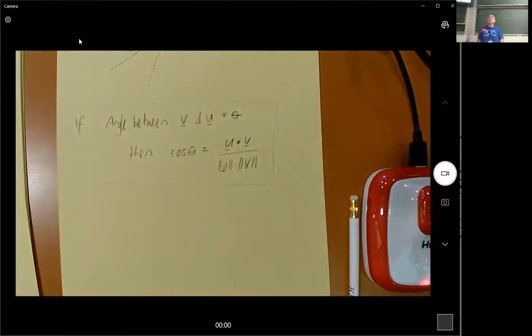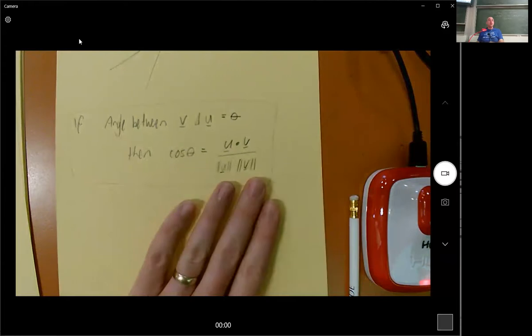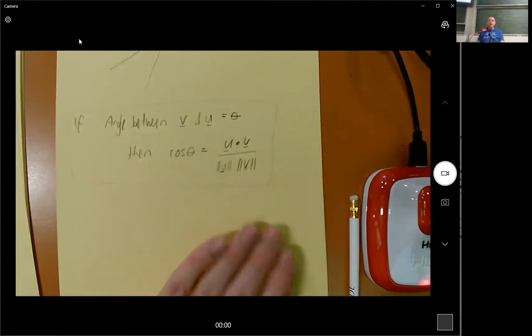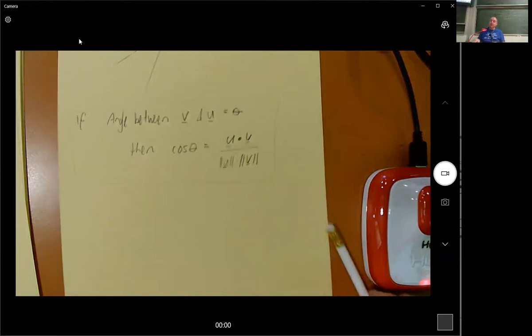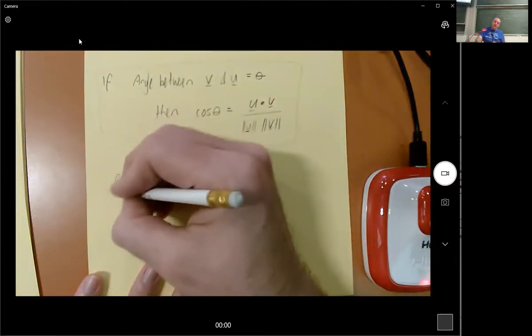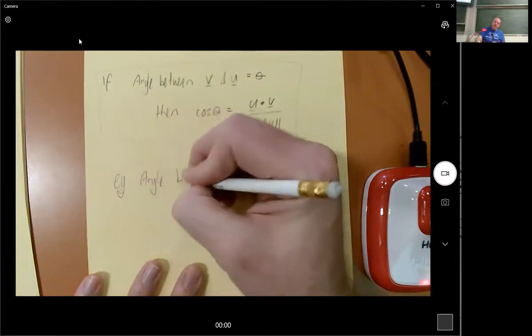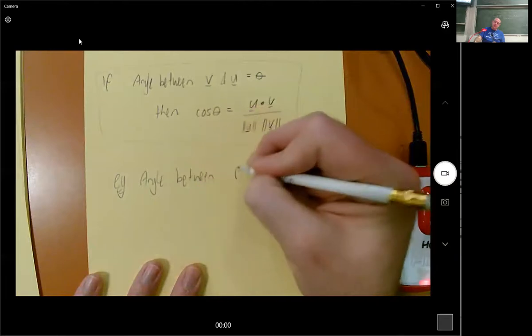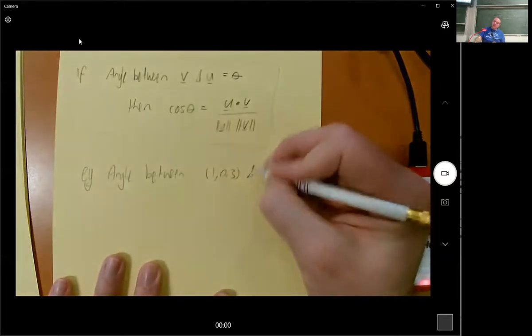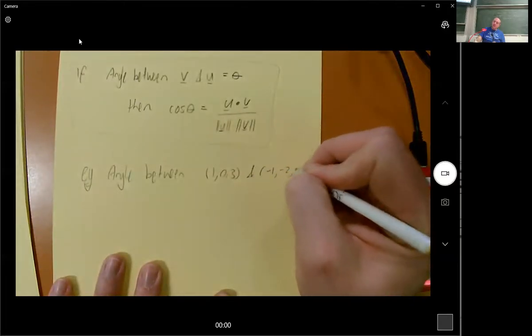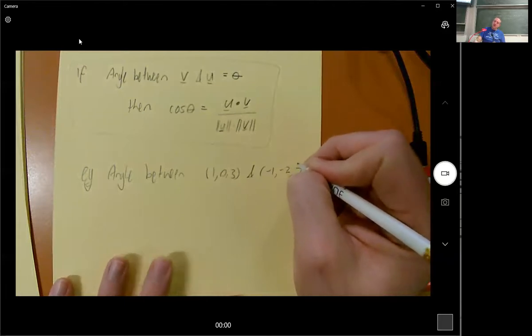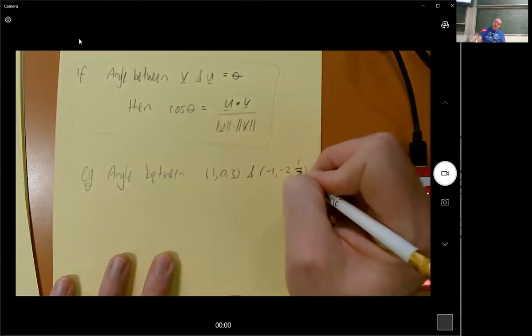And that's lovely. That's very nice. It relates trigonometry to dot products. And so you can define the dot product this way if you desire, but most people define the dot product as multiplying the matching coordinates and adding them up. So if I wanted the angle between (1, 0, 3) and (-1, -2, 7)... they don't have to be whole numbers, so let me just put a half in there. Let's do it.